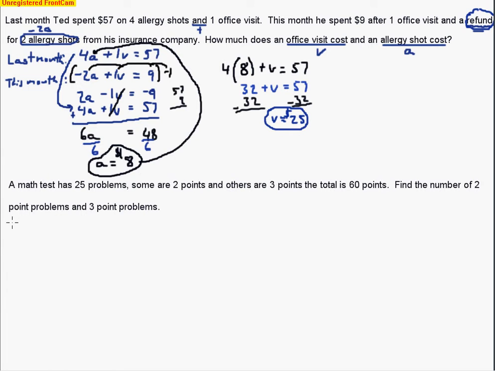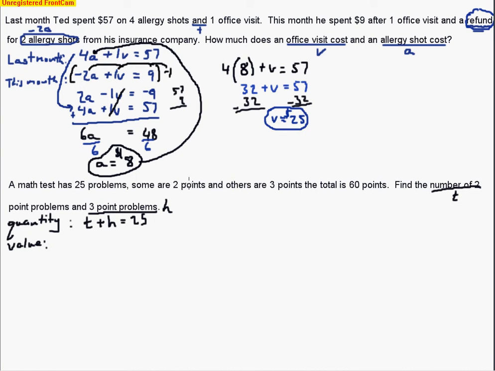So let's go ahead and set it up. We've got our quantity equation, and we're going to have a value equation. Well, we have to assign some variables. 2 and 3 both start with T, so let's do this. Let's call the number of 2-point problems T, and 3 has that H sound in there, so I'm going to call that one H. And so let's go ahead and set it up. We've got the 2-point problems, the number of them, so T plus H, the number of 3-point problems, and there's 25 altogether.